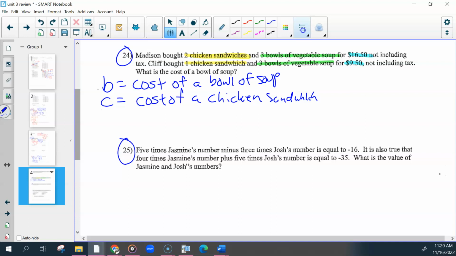After you define your variables, look at the numbers given. If you are given 6 numbers, like we are here, you're going to use each of them in the format ax plus by equals c, but these are going to be your variables instead of x and y. So it would look something like 2c plus 3b equals 1650, and 1c plus 3b equals 950.